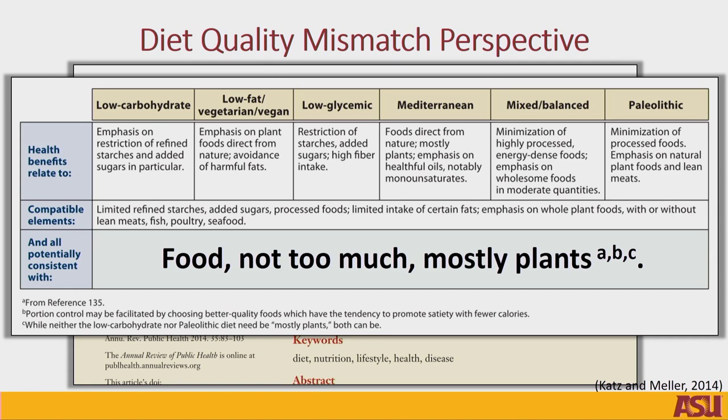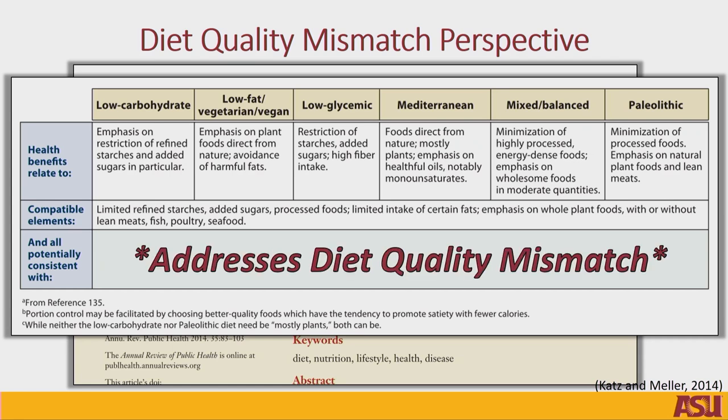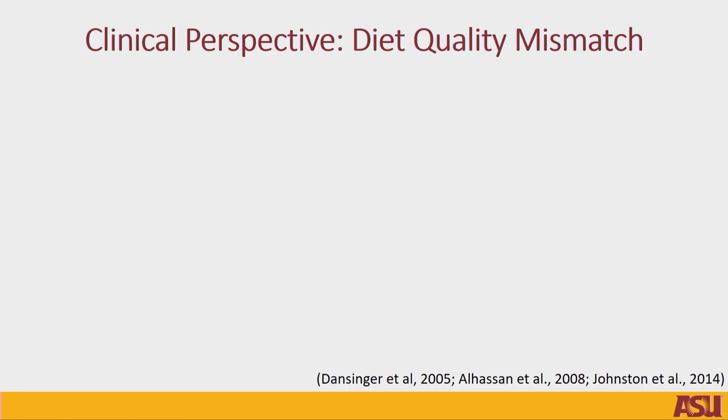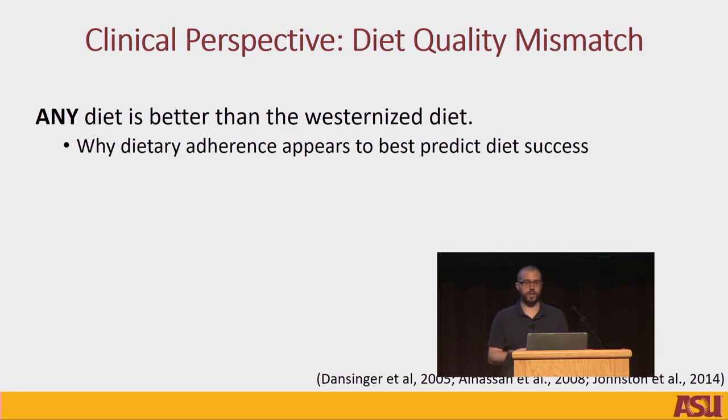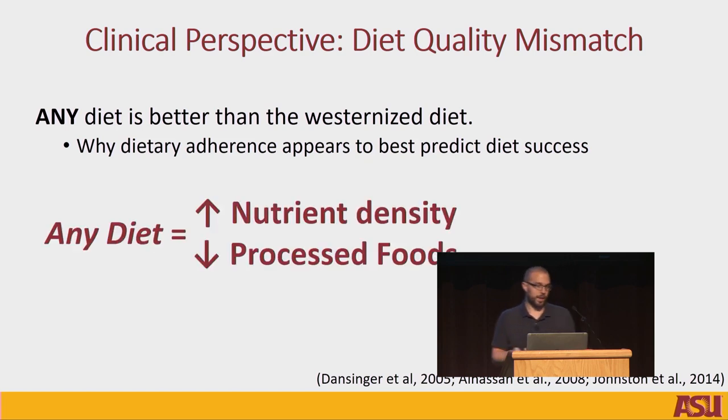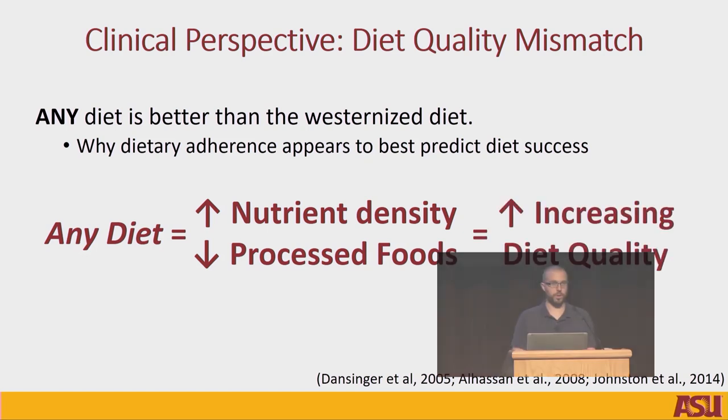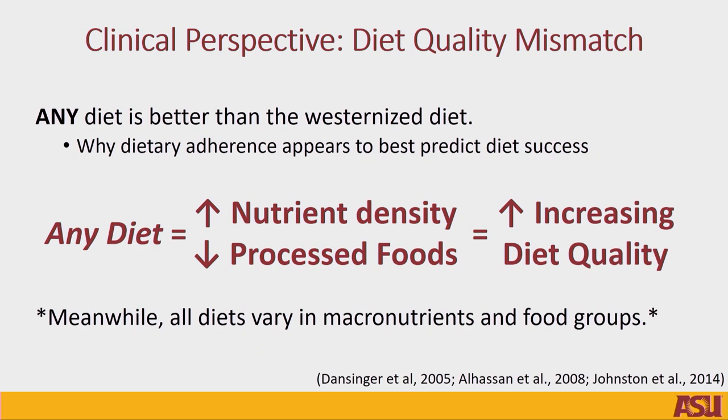And they conclude that all of these diets are potentially consistent with the famous Michael Pollan quote, eat food, not too much, mostly plants. But what I see here, thinking about evolutionary mismatch, is that all of these diets in one way or another are addressing the change in diet quality that we have through evolutionary mismatch. So pretty much any diet you follow is better than the westernized diet, regardless of what it's made up of.